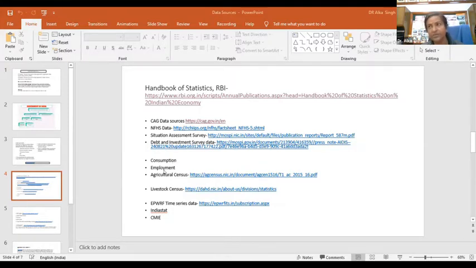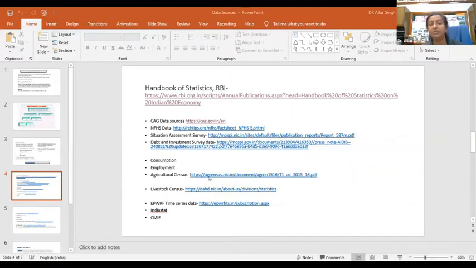But for employment data, we have the Periodic Labour Force Survey, which is from 2018-19. And this is also a very good and quite unexplored source, in the sense that not much work has been done. So you can explore that also. That is also in the public domain and free of cost.